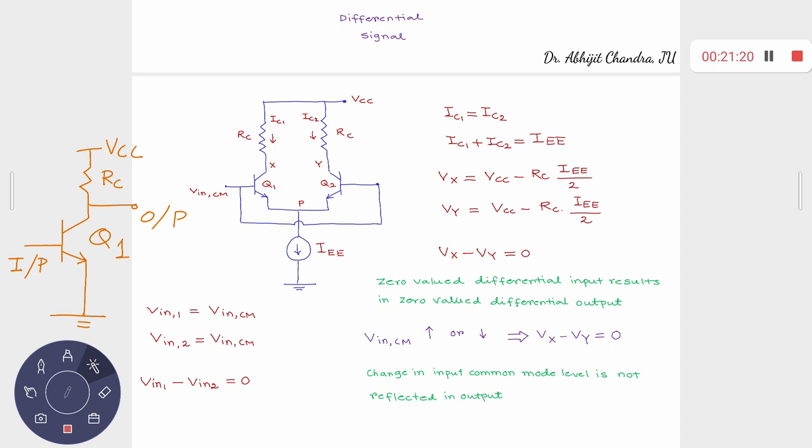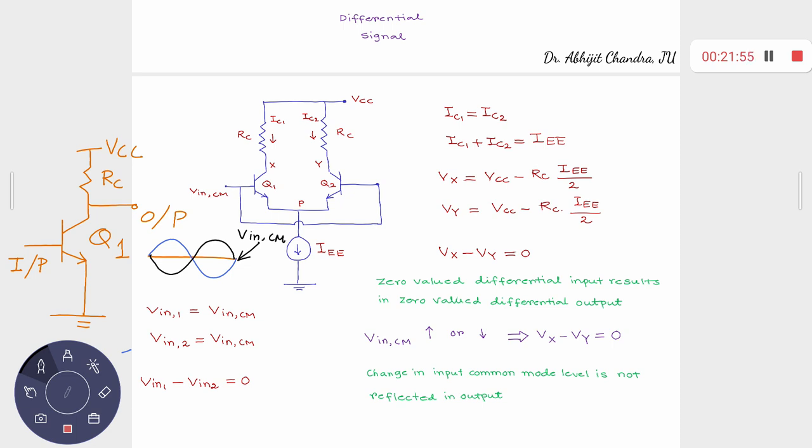So, as I've already mentioned, the differential pair is something like this. You have this signal 1 and this signal 2, right? Both of them are riding on a fixed DC level, and that DC level is known as the common mode level. I can call it V in CM, the input common mode level.